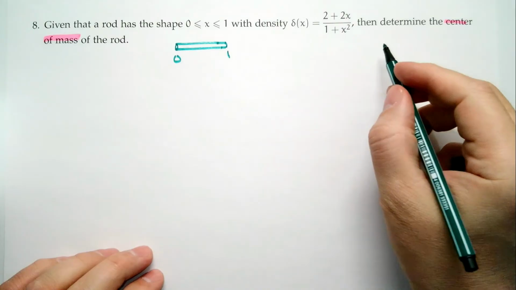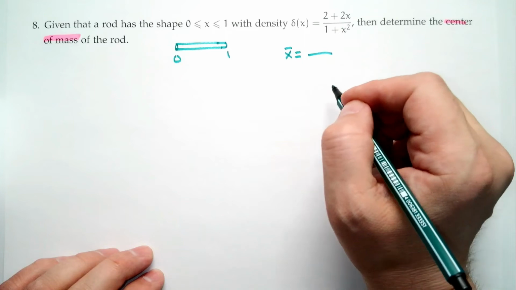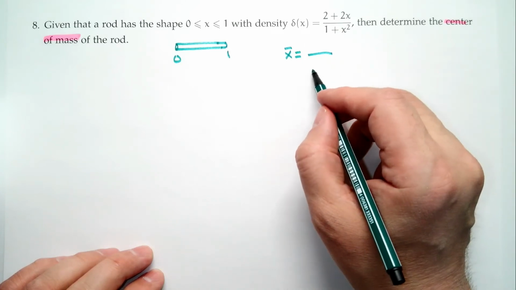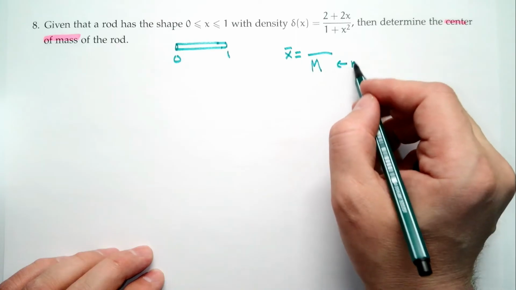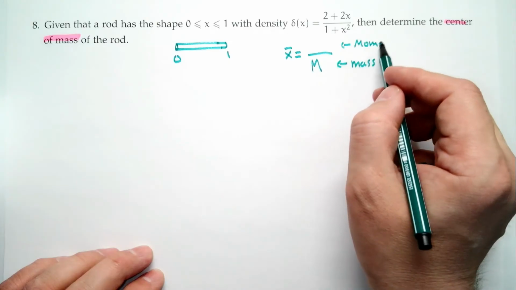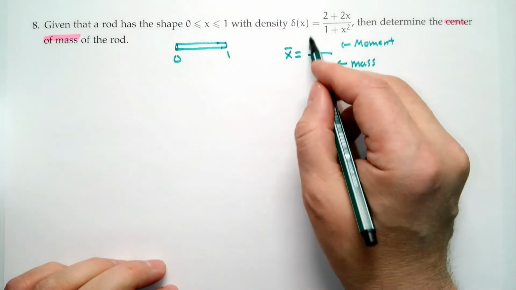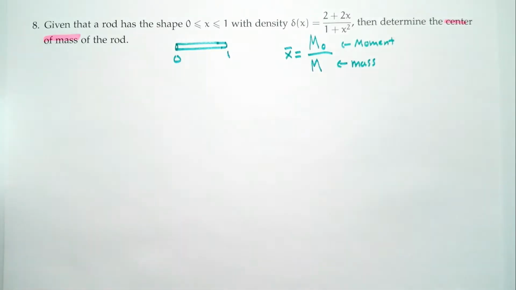The center of mass, we denote that by x bar. It's the ratio of two things. What goes downstairs? The total mass. What goes upstairs? The moment. The moment has various notations depending upon what setting you're in. When we're doing something one-dimensional, we tend to denote that with a little subscript 0, which just means the origin. If it's two-dimensional, we have moment with respect to the x-axis, which is m sub x, and moment with respect to the y-axis, which is m sub y.